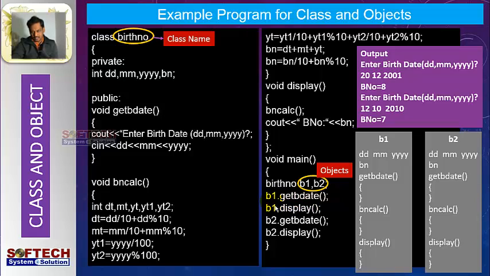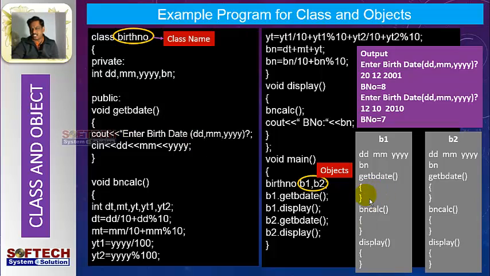B1 dot getDate, through this object we can call the getDate function, because getDate, pncalc, display are all under the public access modifier. So we can access these members outside of the class. We cannot access the data members outside of the class, because the data members are all in the private section. So getDate is public, we can call this function, B1 dot getDate. If we call this function, it calls getDate from the copy in B1. So it calls the getDate function from the object B1. Through this function, it gets input, that is, enter birth date. What is the definition?